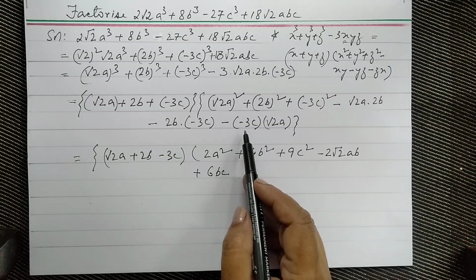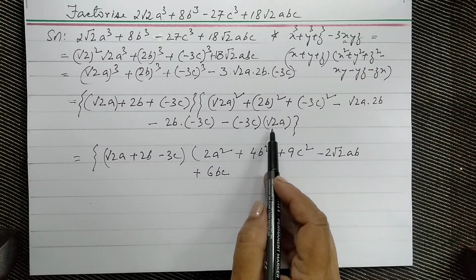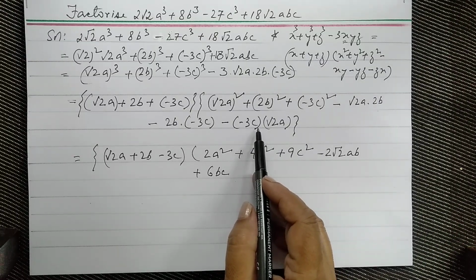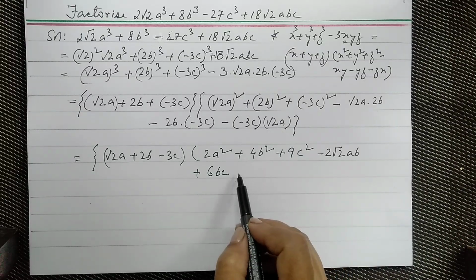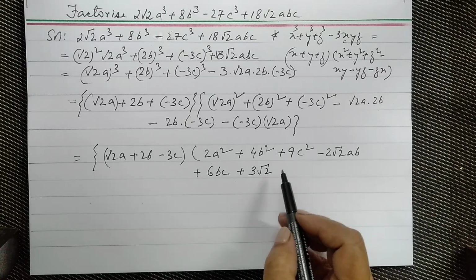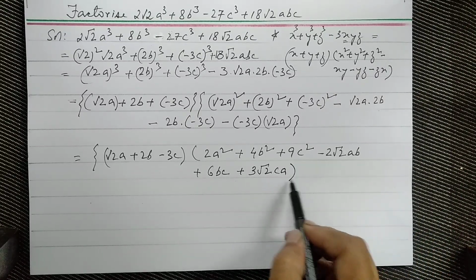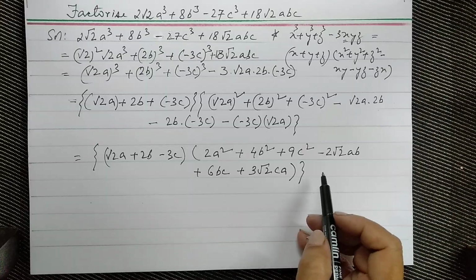Am I right? So we have here root 2. Okay, so root 2 into 3c and a. So what do we get? Plus 3 root 2 CA or AC, and thus we close the bracket, put the curly bracket inside. So this is supposed to be our answer.